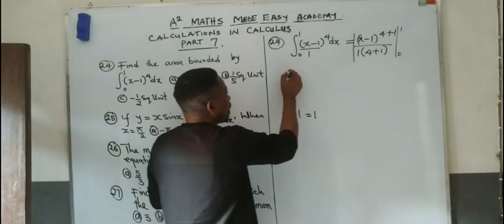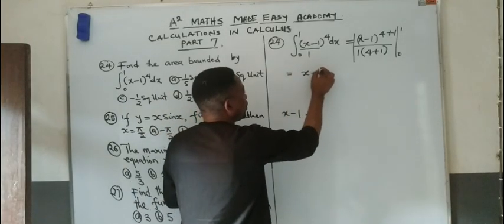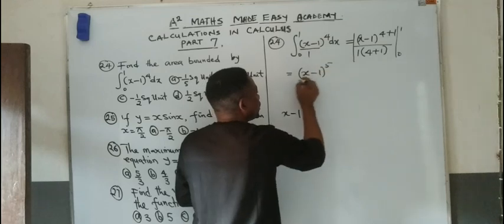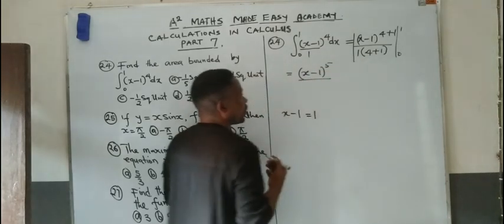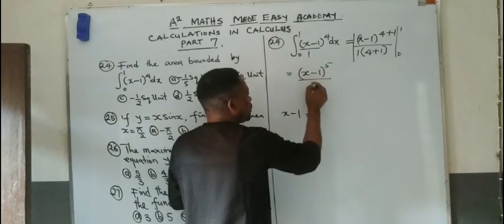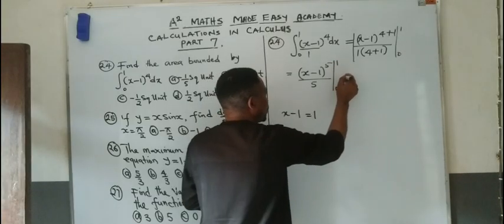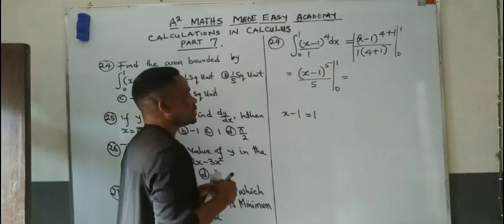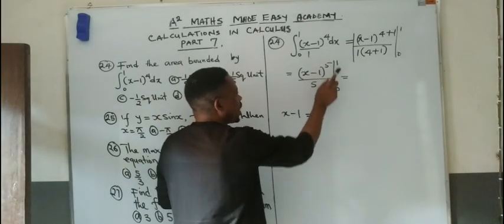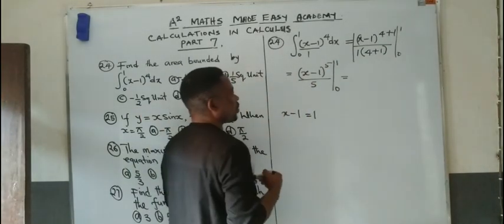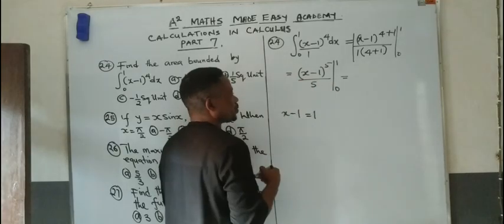If I continue now, I'll be having x minus 1, then 4 plus 1 is 5, over 4 plus 1 is 5, times the 1 will still give you 5, bounded by upper limit, which is 1, lower limit, which is 0. What is the next target? You take the difference between the upper limit and the lower limit. Now x at the upper limit is 1 and x at the lower limit is 0.